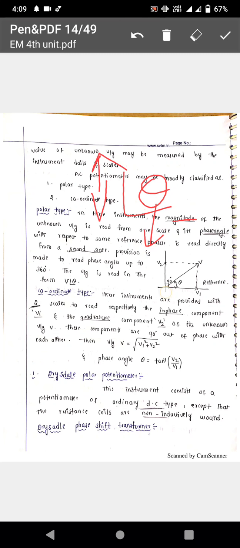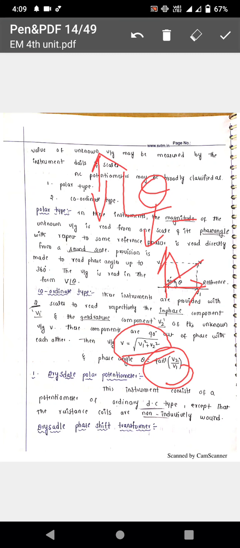Now the coordinate type potentiometer. These instruments are provided with two scales to read the in-phase component V1 and the out-of-phase component V2. From these we can calculate the unknown voltage V as the square root of V1 squared plus V2 squared. The phase angle theta can be calculated as tan inverse of V2 by V1.